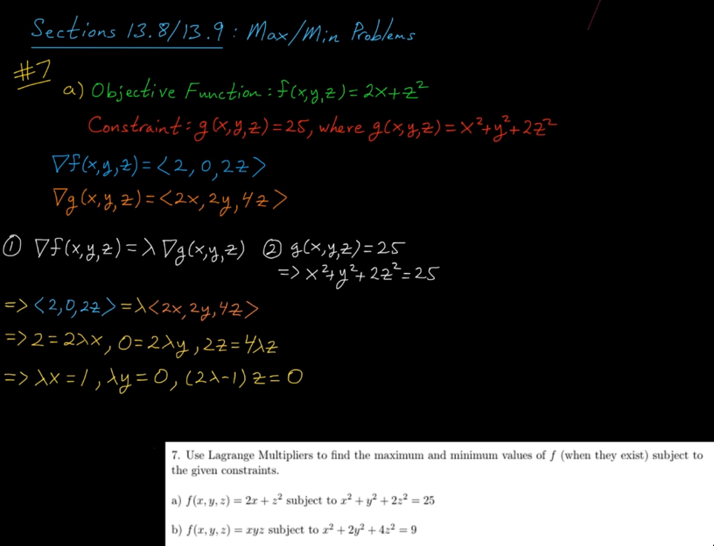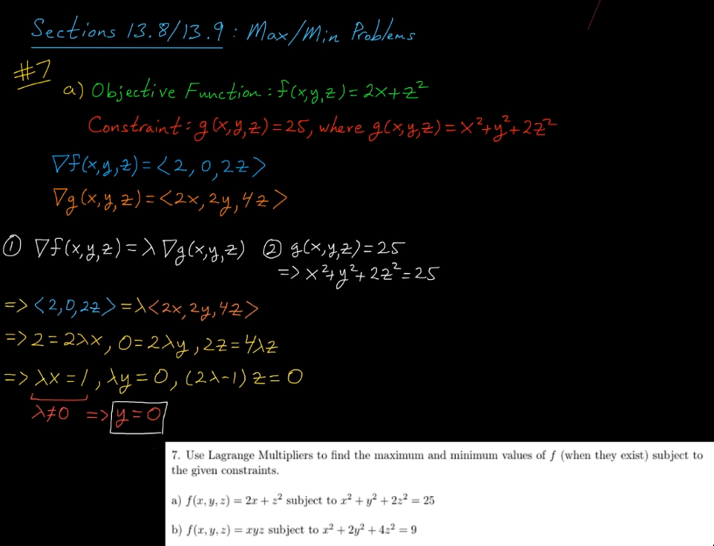Okay, so this first equation, just dividing both sides by 2, can be written as lambda x is equal to 1. The second equation is lambda y is 0. And this third equation I can rewrite as quantity 2 lambda minus 1 times z is equal to 0. One thing to point out here, since lambda times x is equal to 1, lambda cannot be 0. And if lambda cannot be 0, and I know that lambda times y is 0, dividing both sides of this equation by lambda implies that y has to be 0.